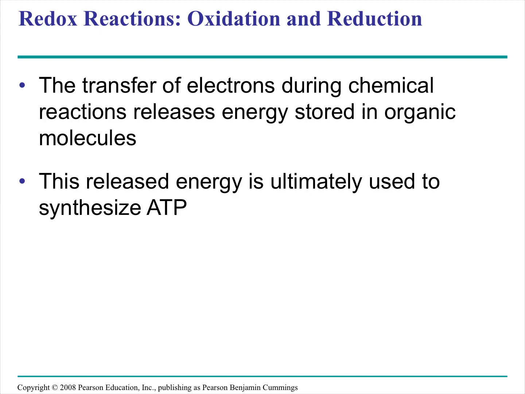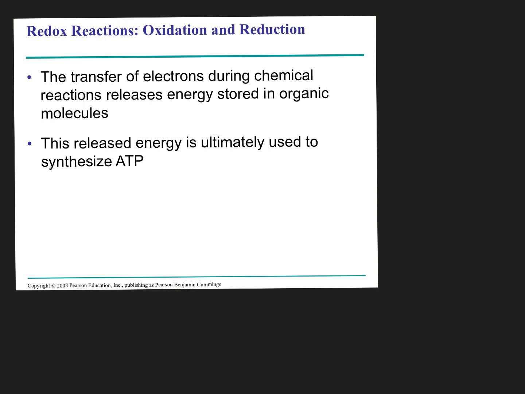The transfer of electrons during chemical reactions releases the energy stored in ATP. Remember, how did we get the energy into the sugar? The electron transport chain, correct? So that's how we get it out, too, in electrons. The electrons are our link to energy, just like the electrons flowing through the wires produce energy for our lights, our cell phones, our electronics, our heat in some cases. Electrons also help us make ATP.